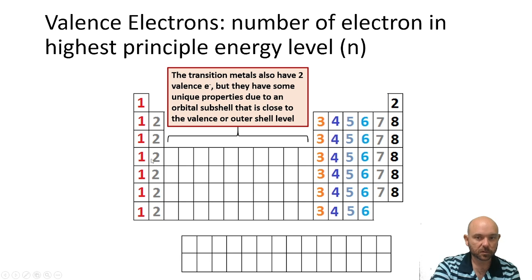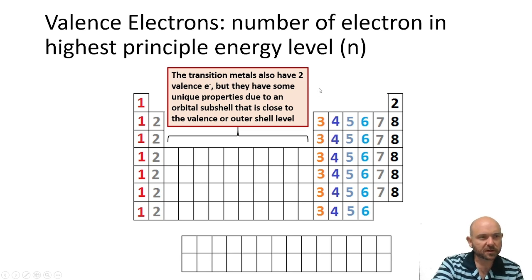Here in group 2, the alkaline earth metals, all of those will have 2 valence electrons, so they will have 2 electrons in their highest energy level. Everything in group 3 has 3 electrons, then 4, 5, 6, 7, and mostly 8 all the way on the other side of the periodic table, in the noble gases.